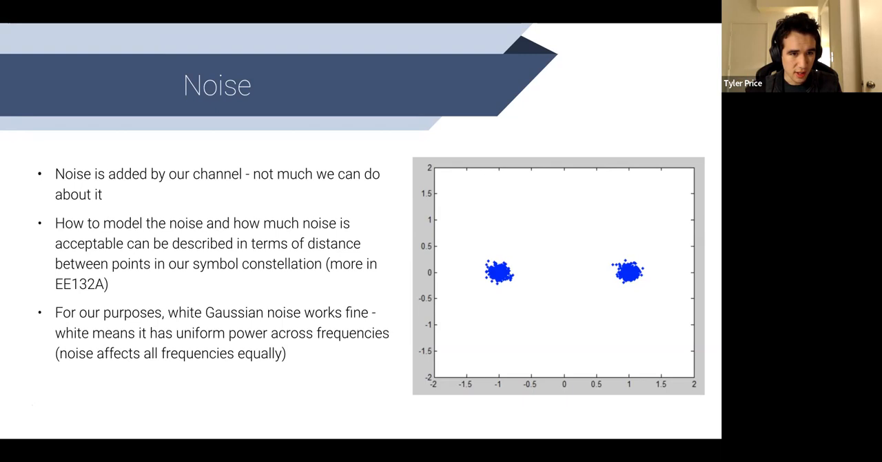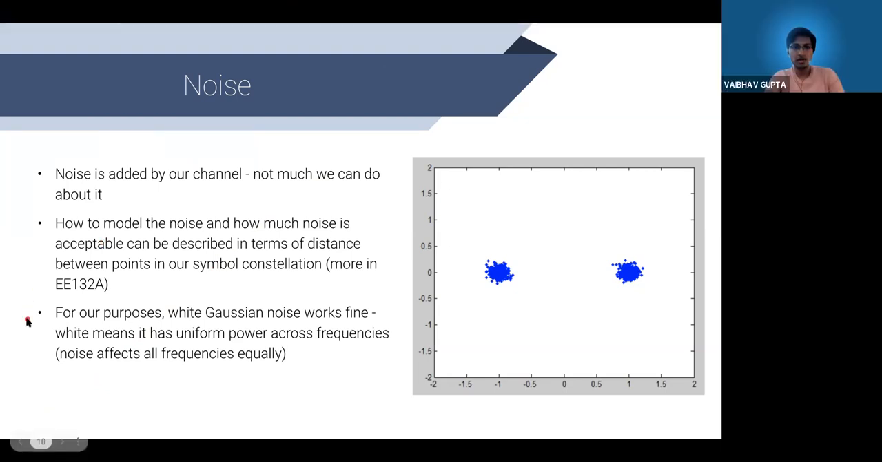I don't think there's much to say here. In MATLAB, we'll have you simulate this by introducing Gaussian noise to your signal, modeling it and seeing how many bit errors you come up with when you do so. Bob, do you have anything to add to this one?